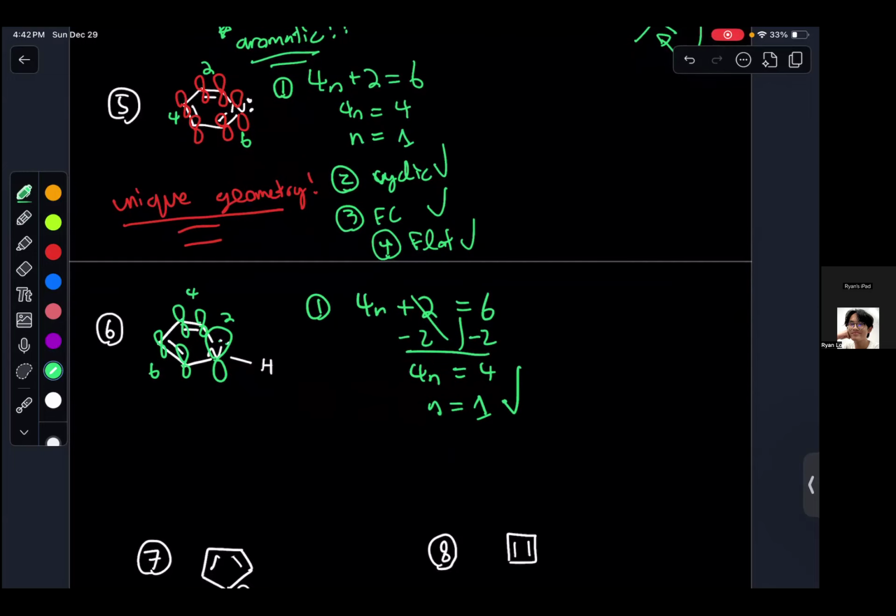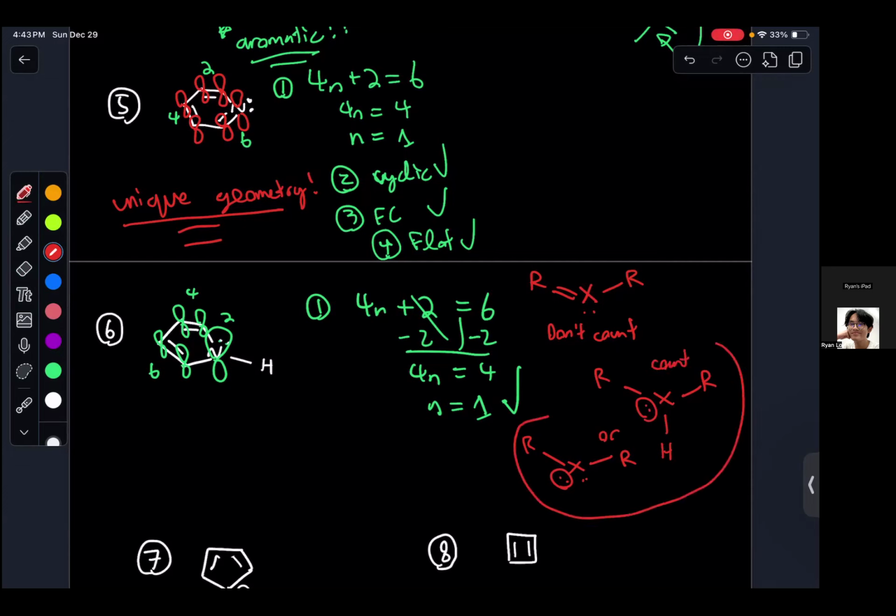If you're confused about the difference between 5 and 6, we'll summarize it like this. Say you had some sort of weird unknown. I was gonna put U, but U stands for uranium. That'd be weird. So let's say you had a system like this, and you had lone pairs here. Don't count these. But if you had something else, for example a hydrogen, or if you had another lone pair, then yes, you would count both of these situations when you're trying to apply Huckel's rule for n. That's the shortcut that I basically use.